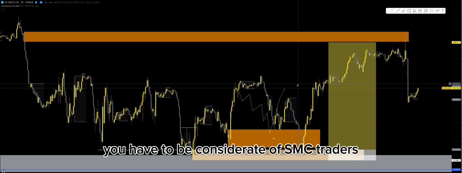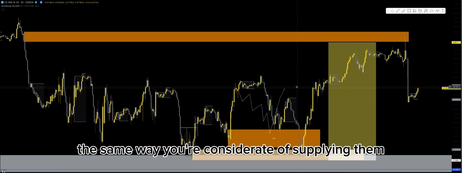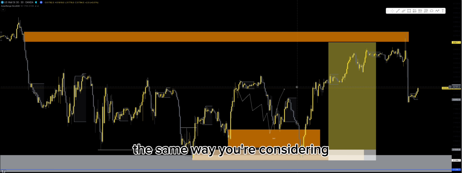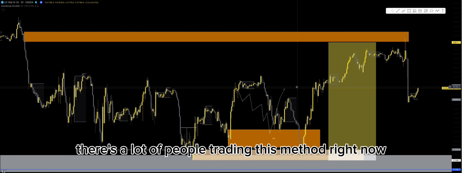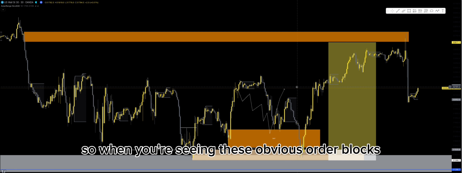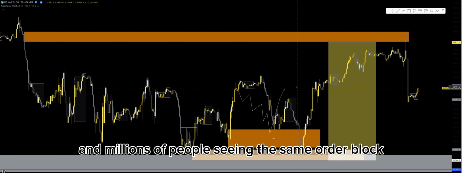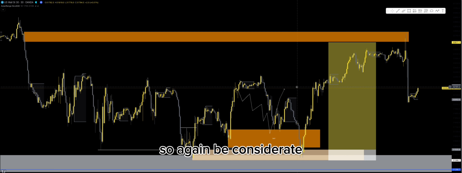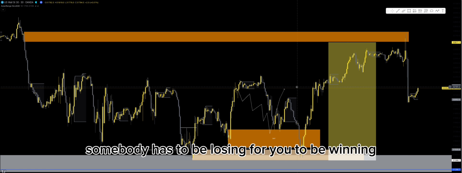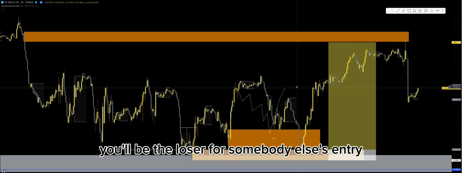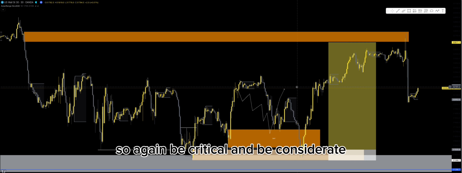You have to be considerate of SMC traders the same way you're considerate of supply and demand, or support and resistance traders. There's a lot of people trading this method right now. So when you're seeing these obvious order blocks, understand that there are millions and millions of people seeing the same order block. So again, be considerate. Another thing, somebody has to be losing for you to be winning. If you don't see people losing because of your entry, often you'll be the loser for somebody else's entry. So again, be critical and be considerate.